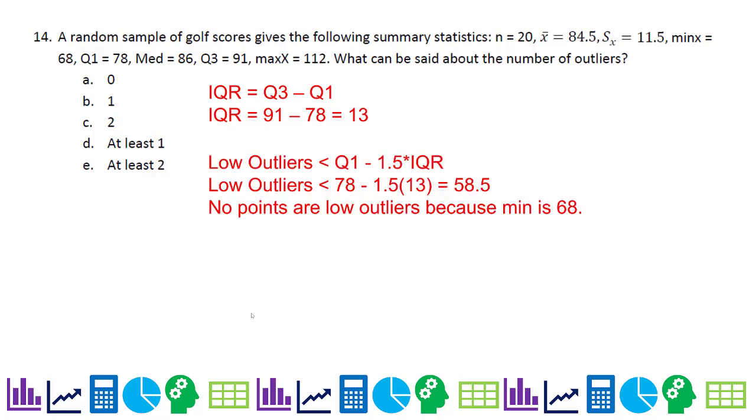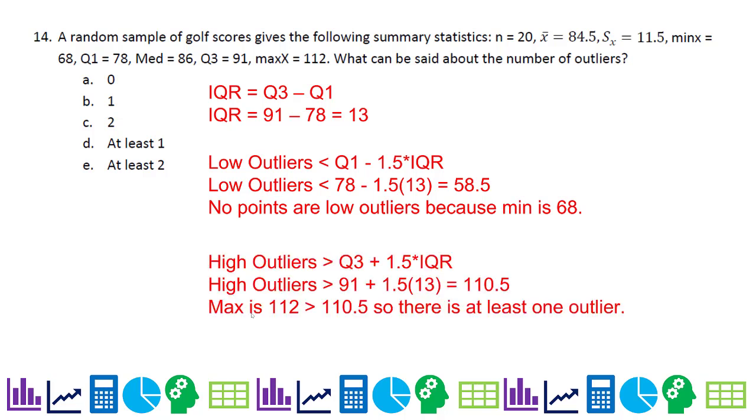And then if I want to find low outliers, then I take Q1 and I subtract 1.5 IQR. And so I get 58.5. That's below the min that we already have. So we have no low outliers. Let's check high outliers. So we take Q3 plus 1.5 times the IQR, and we get 110.5. Well, our max is 112. Now, could there be 2 or 3 outliers? Possible. Remember we do have a sample size of 20, so we know that it cannot be more than 5 outliers, all right?